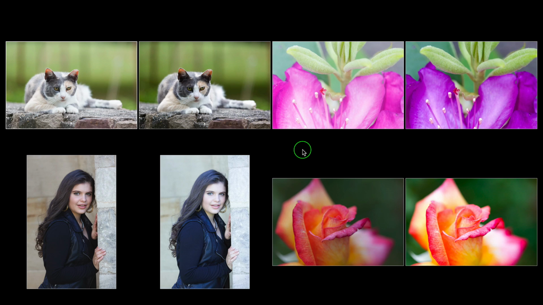If you'll take a look at my screen right now, you'll notice I have duplicate images of four different images, okay? The image to the left is always going to be the raw file. The image to the right of that would be a raw file that was processed with Denoise AI.